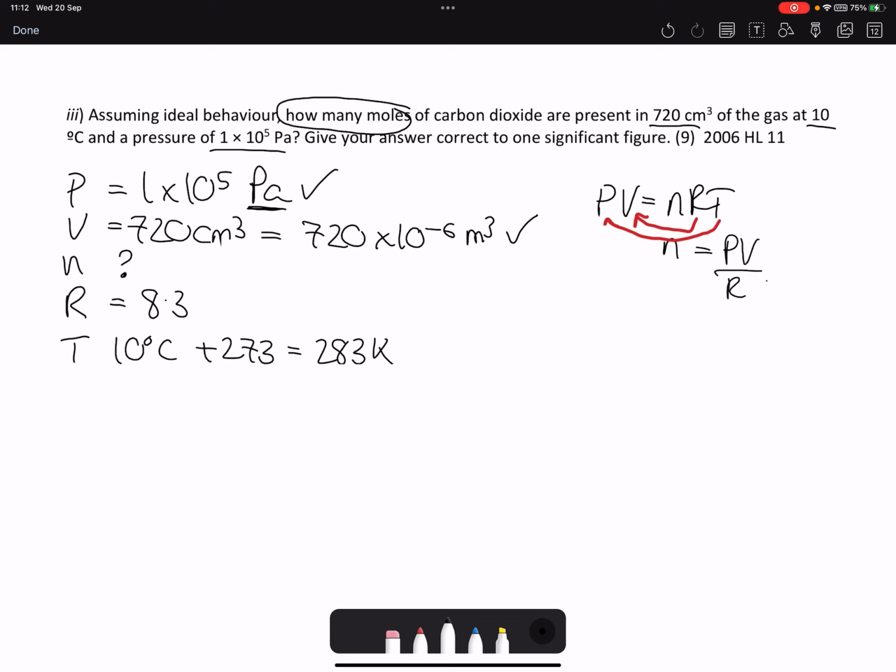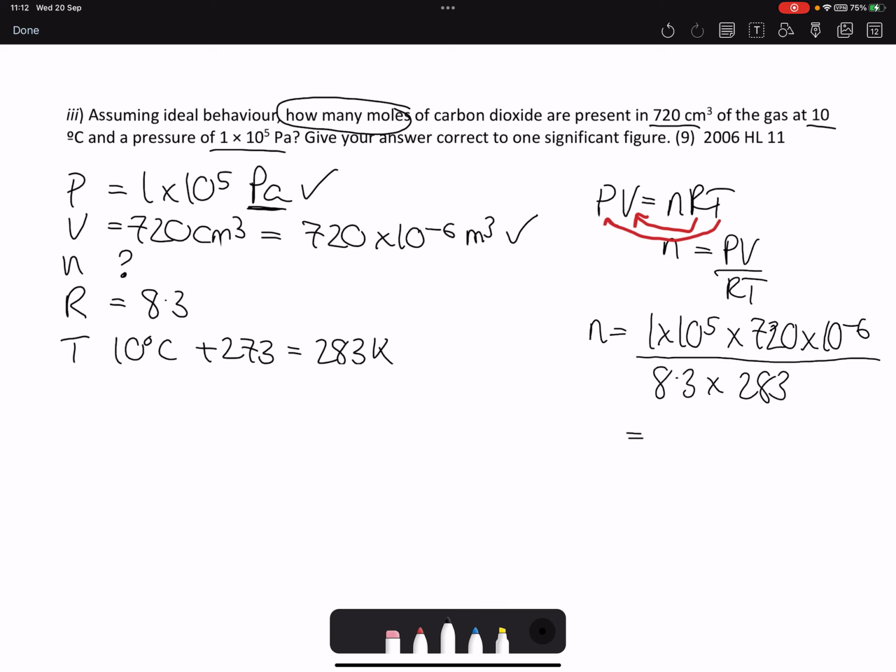Okay, so n is going to be equal to PV over RT. And as we say, we just fill it in as it looks. So 1 by 10 to the 5 for P by 720 by 10 to the minus 6, all over 8.3 multiplied by 283. And when I'm done and I need to put it to one significant figure, it should be 0.03 moles, final answer.